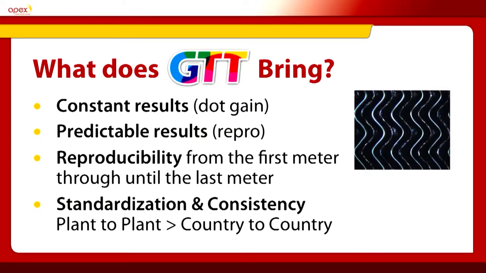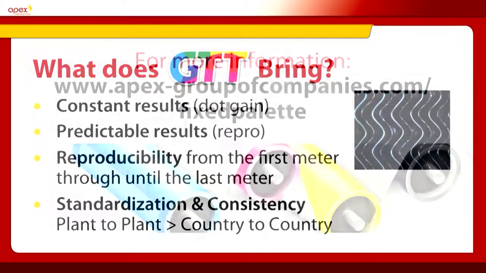It gives a predictable result for the repro, so they understand what is going to come out from the print machine. It gives reproducibility for the printer, so from meter 1 through to meter 50,000, we have a consistent ink transfer and therefore a consistent color. It also gives standardization possibilities for the industry and also for individual printers. So we get consistency from plant to plant, also through to country to country.